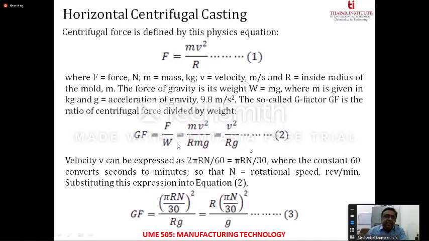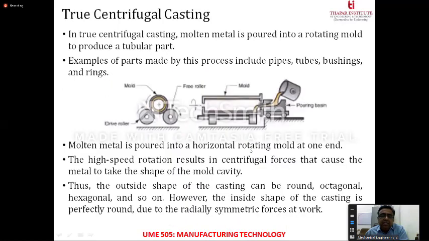Now, as I said, centrifugal casting is defined in two different forms. One is horizontal form and the other is vertical form. In horizontal form, the centrifugal force is defined by F equals mv square by r, where F is the centrifugal force, m is the mass, v is the velocity of rotation, and r is the inside radius of the mold. So this is the inside radius of the mold that you have got.